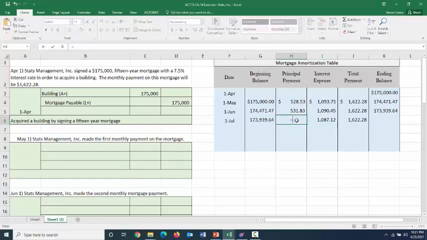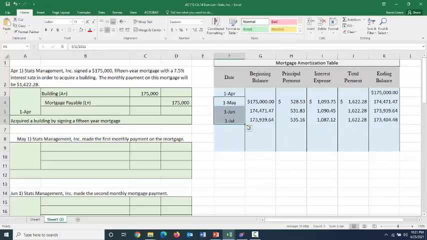And the amount that goes towards principal is what's left over from that $1,622.28 payment after the $1,087.12 interest portion is accounted for, giving us a principal payment of $535.16. And our ending balance is just our beginning balance minus the portion of our payment that went towards principal. And that is going to be bringing us to an ending balance of $173,404.48.